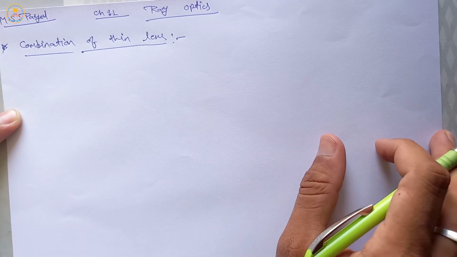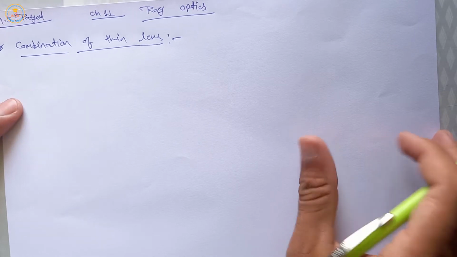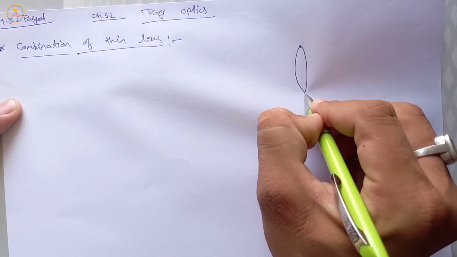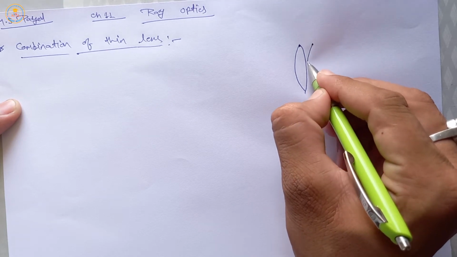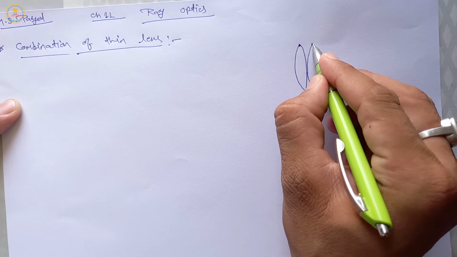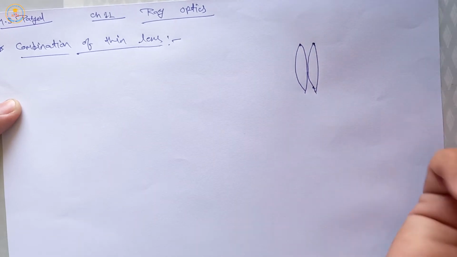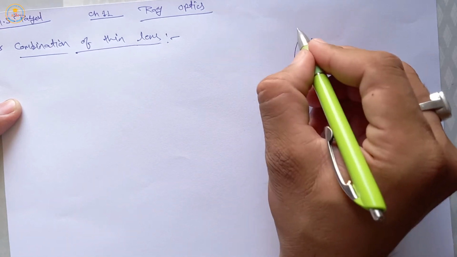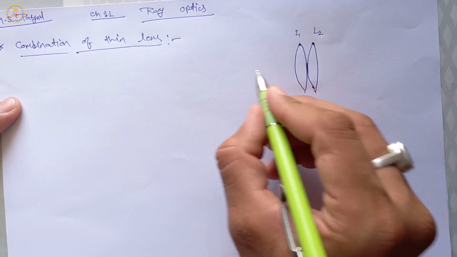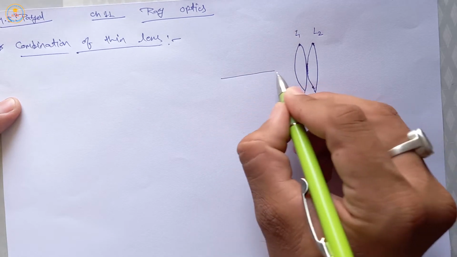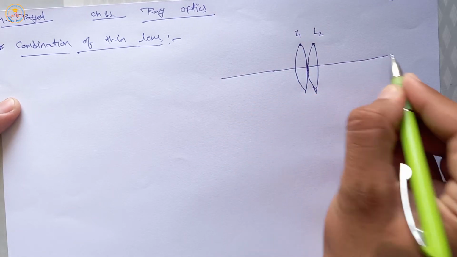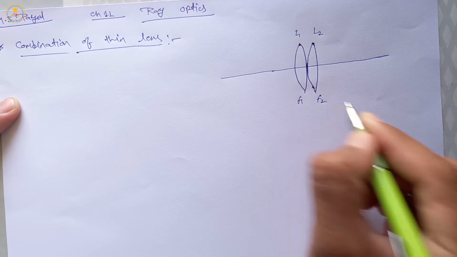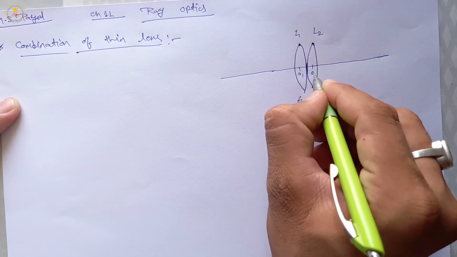Suppose we have two lenses L1 and L2, both are convex lenses. Suppose this is the first convex lens L1 and this is another convex lens L2, placed in contact. These are coaxial, so this is the principal axis of both lenses. Their focal lengths are f1 and f2 respectively, and optical centers O1 and O2.